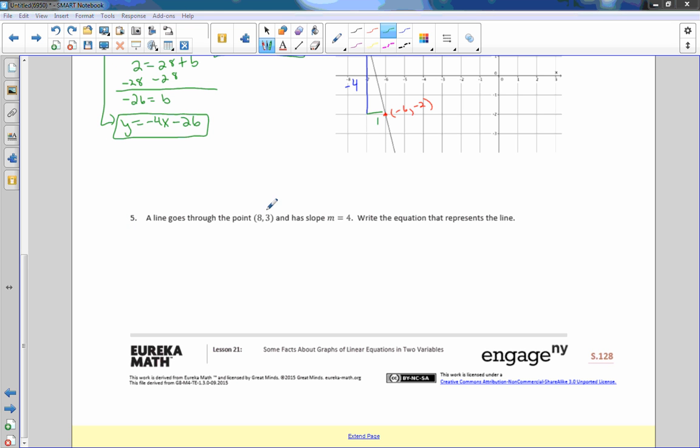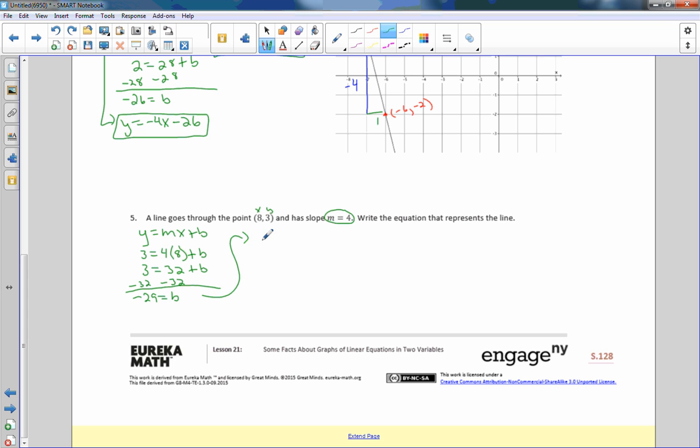Okay, number 5. A line goes through this point and has a slope of this m. Write an equation that represents the line. So if I write the equation y equals mx plus b, and I plug in all my values they gave me, this is x, this is y, and this is m, then y is 3, m is 4, x is 8, and the only thing I don't know is b, which is the y-intercept. So 3 equals 4 times 8, which is 32, plus b. Subtract 32 on both sides, and 3 minus 32 is a negative 29, equals b.